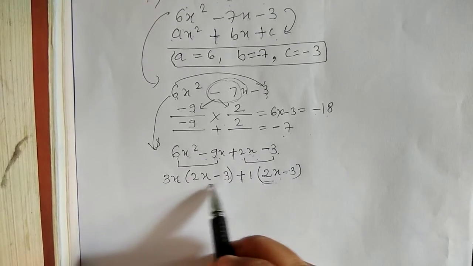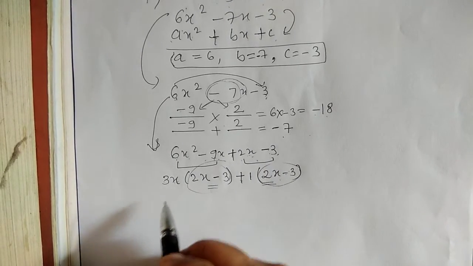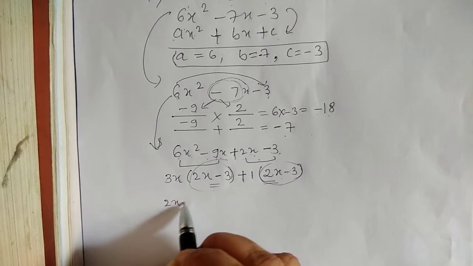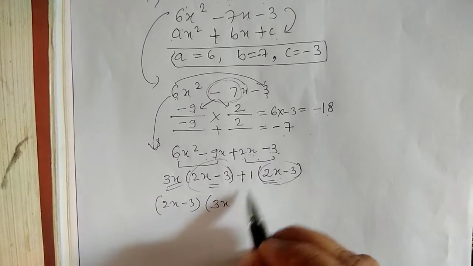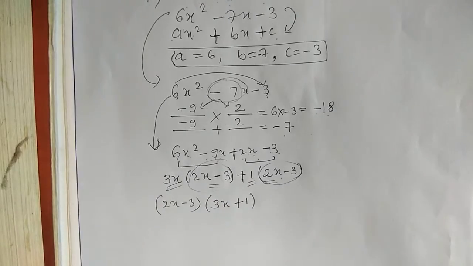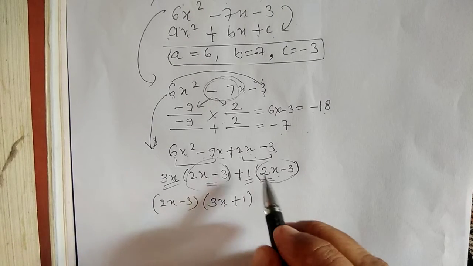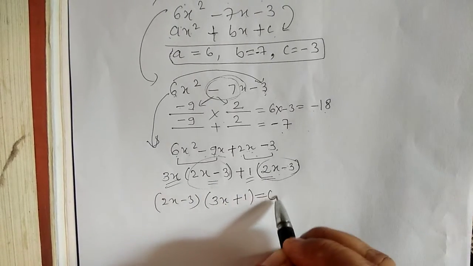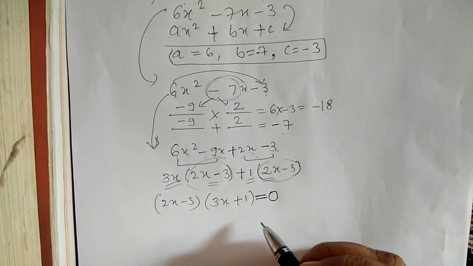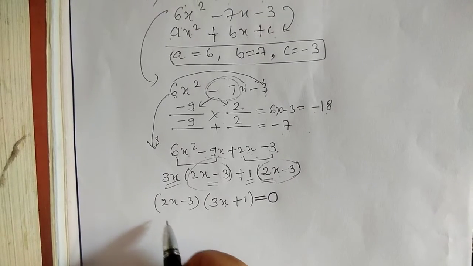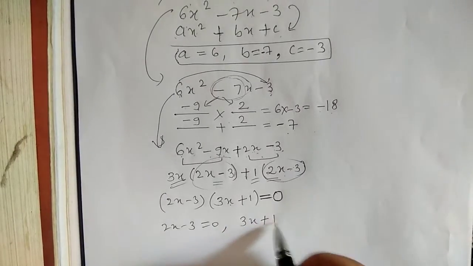Now we got both the brackets equal. So take these two brackets as a common. So 2x minus 3 I have taken common. What is left here? 3x. Here what is left here? 1. So to find the roots of this quadratic equation, we have to put equal to 0. If you write equal to 0, that becomes an equation. So either 2x minus 3 equal to 0 or 3x plus 1 equal to 0.